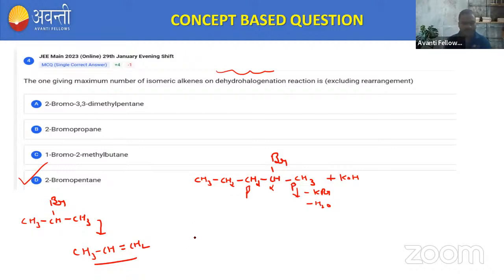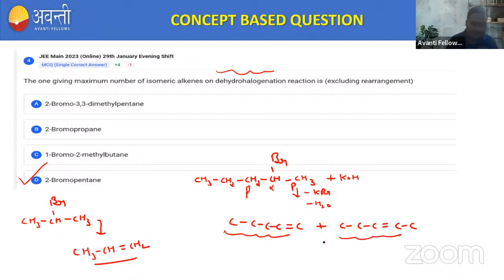So you'll get two types of product, right? Either we'll get C, C, C, C and double bond C from this carbon, right? Or we get C, C, C and double bond C and C. So we'll get two types of product, right? Either we'll get this or we'll get this. That is a cis and trans form.